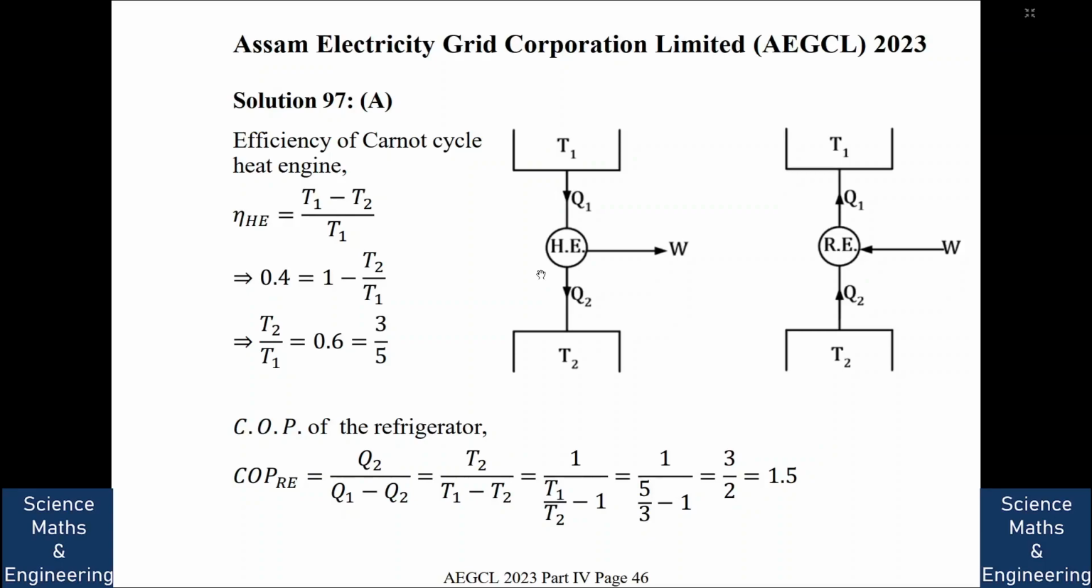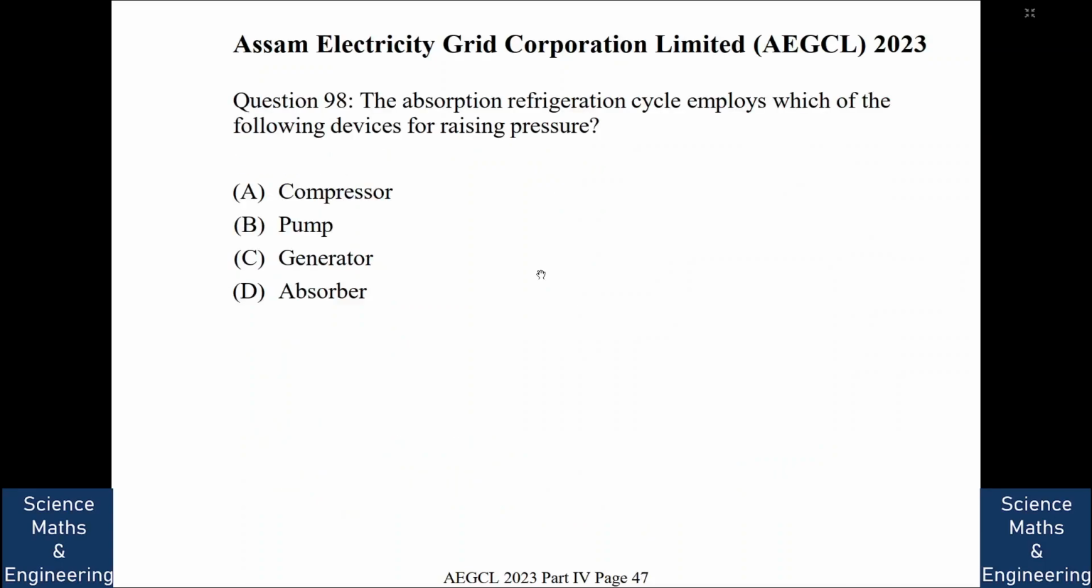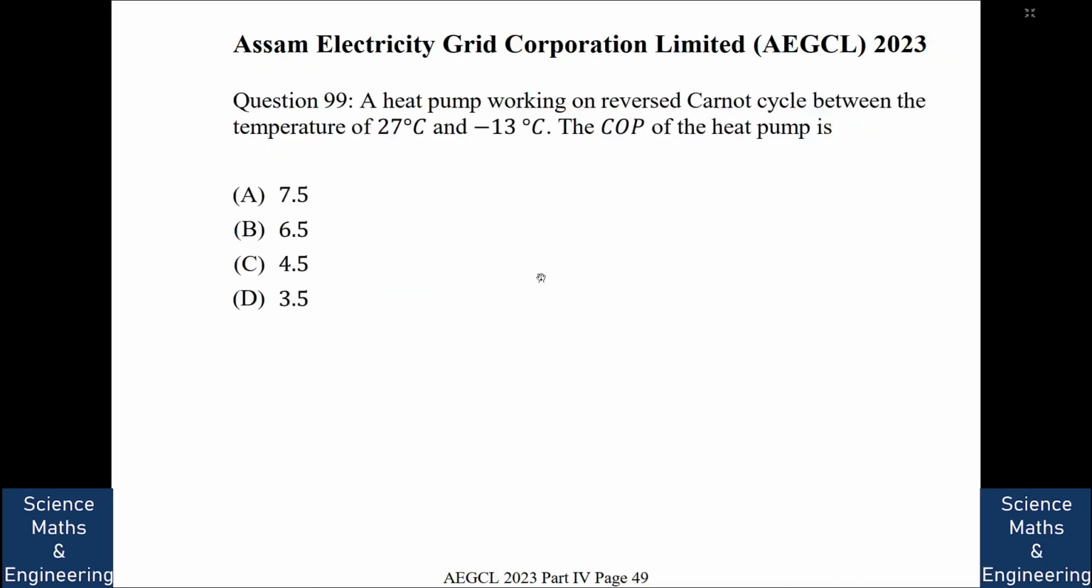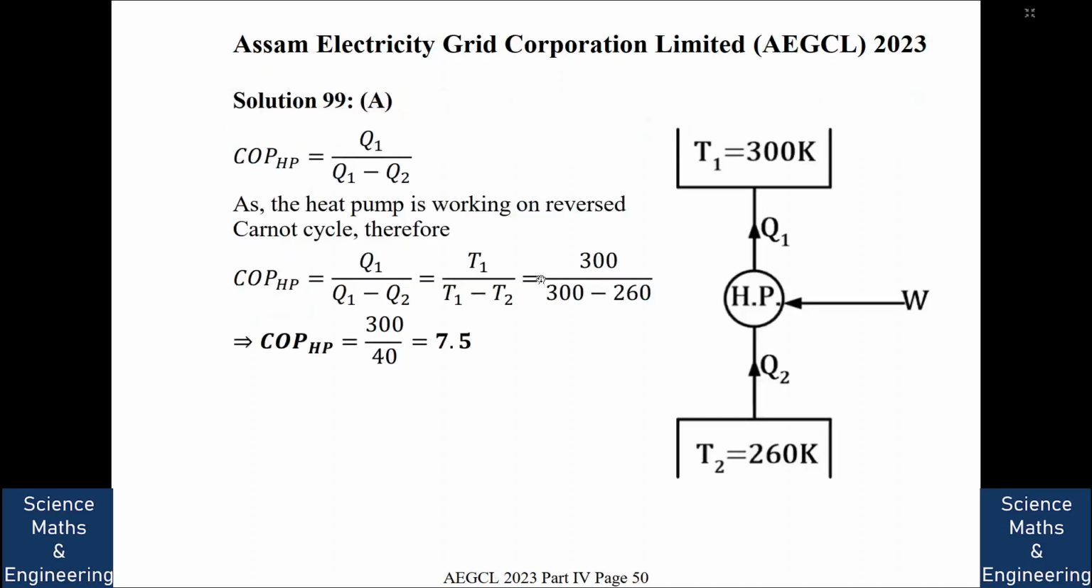Okay. So next question. The absorption refrigerator cycle employs which of the following devices for raising the pressure? So it uses a pump. So next question. A heat pump working on reverse Carnot cycle between the temperatures 27 degrees centigrade and minus 13 degrees centigrade. So COP of the heat pump is, COP equals Q1 by (Q1 minus Q2), which equals T1 by (T1 minus T2). T1 is 300 and T2 is 260. So our COP would be 7.5.